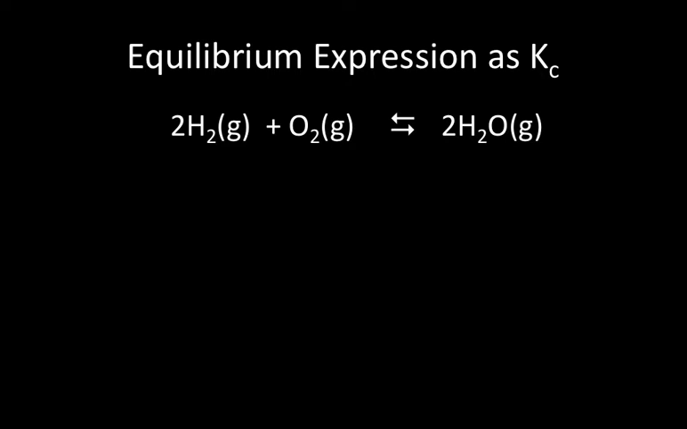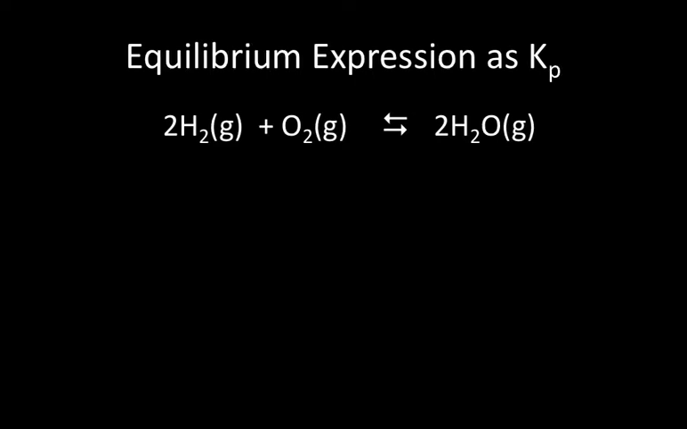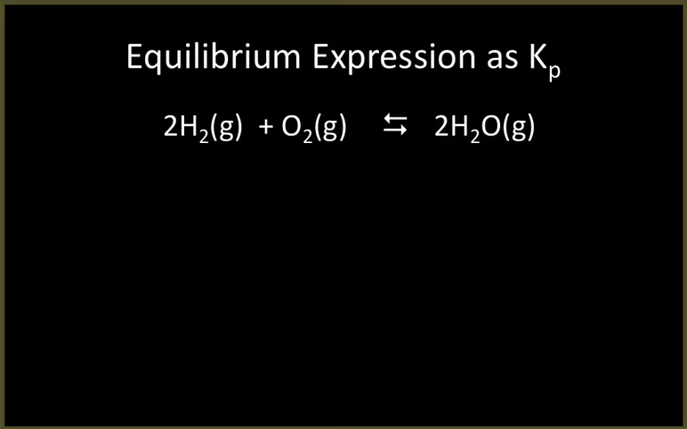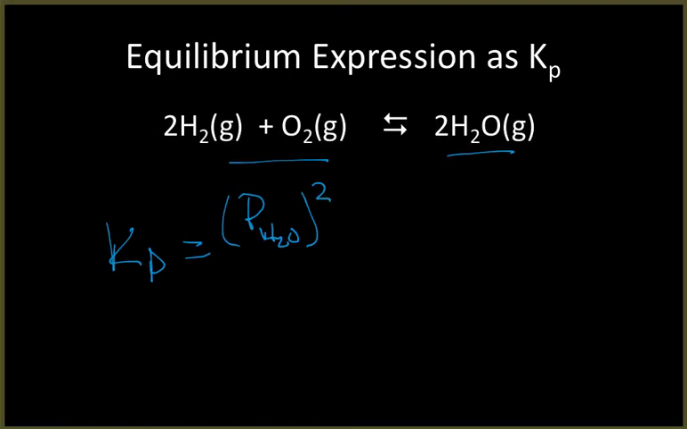So here's the same expression, and now we're going to set it up as a Kp. Same deal, you're still taking the products over reactants. So I'm still taking this over this, but this time the notation is a little bit different, where I'm using a capital P, and then the subscript is the substance, and I'm raising it to the second power. You can use the parentheses or not, you don't have to. And then P of H2 raised to the second, and then P of O2 raised to the first. So same basic idea, you're just using a little bit different notation.